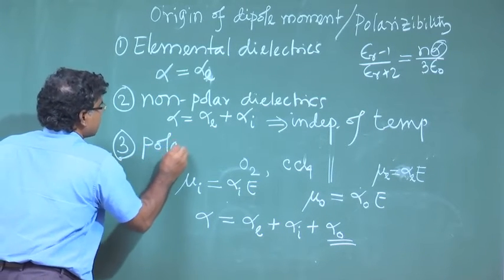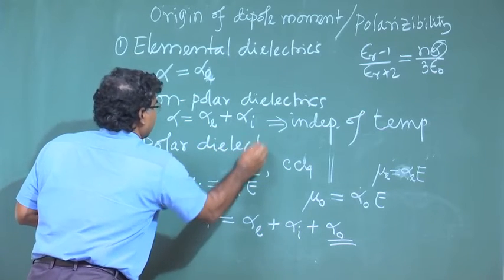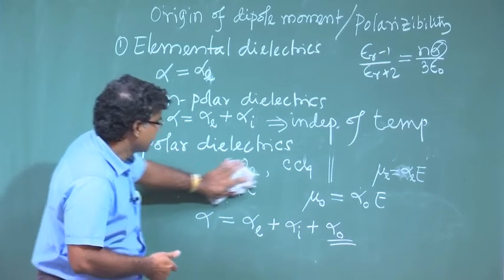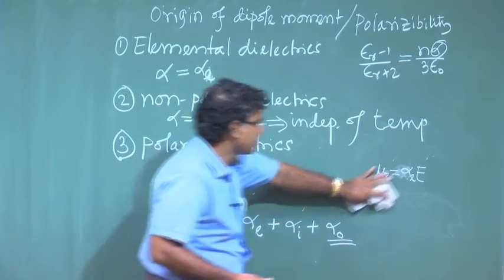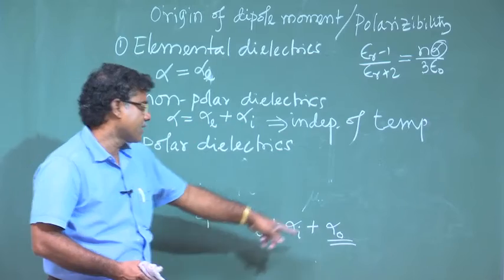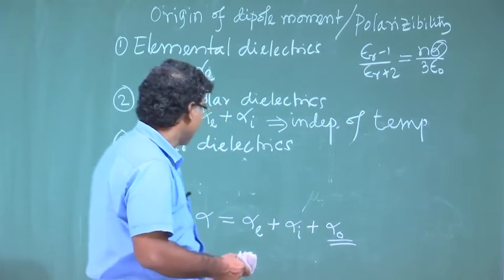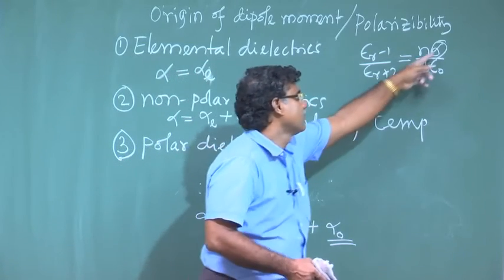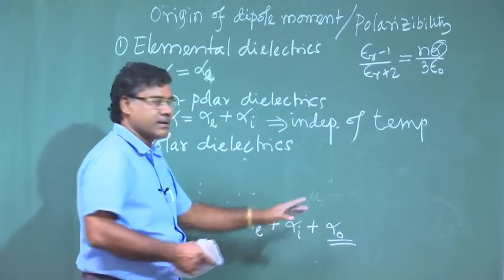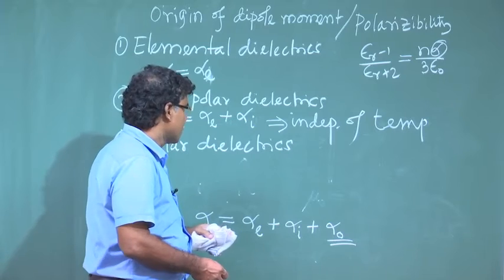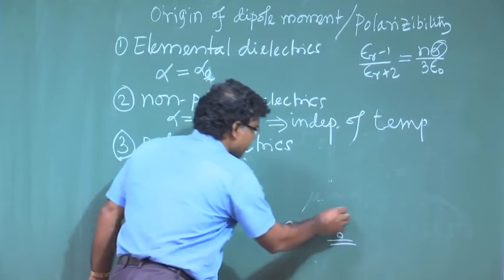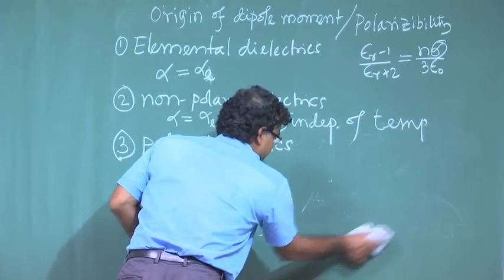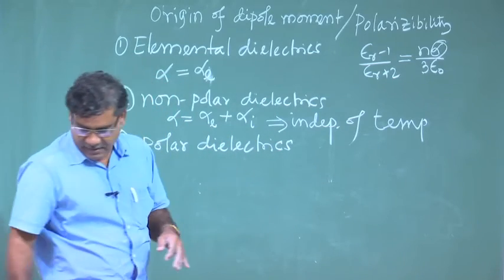Okay. So, the third case is polar material or polar dielectrics. In case of polar dielectrics, there will be contribution from all: electronic, ionic as well as orientation polarizability. So, all three contributions will be there. Okay. Now I will show that this alpha 0 depends on temperature, and that we can show easily.